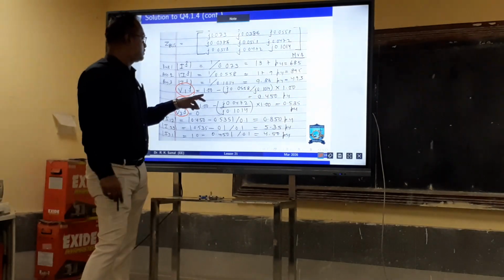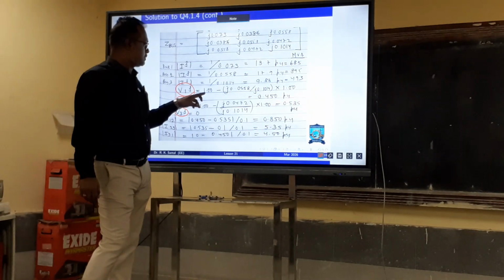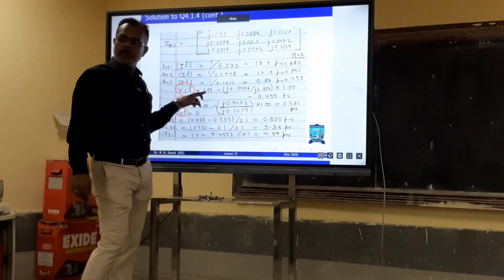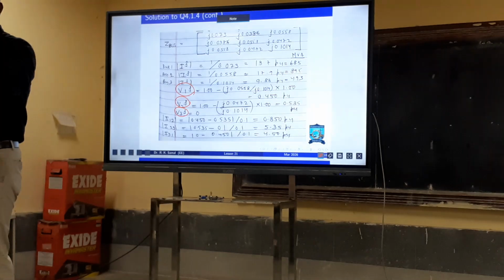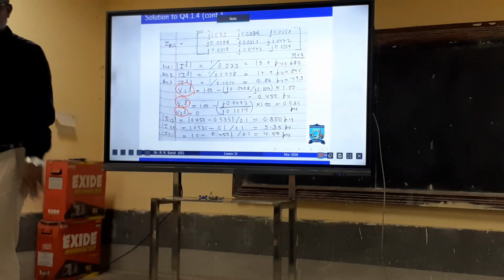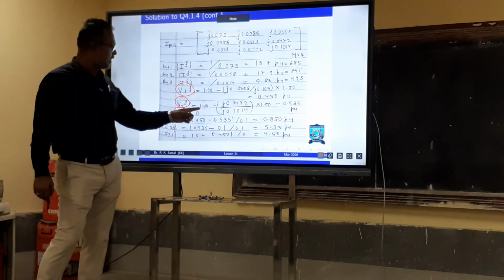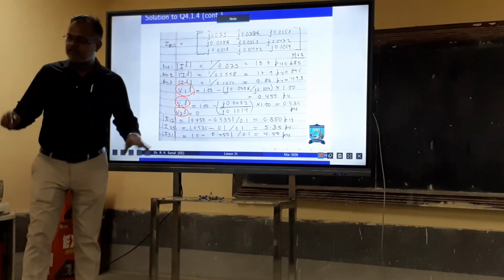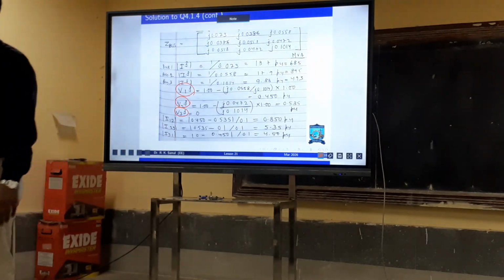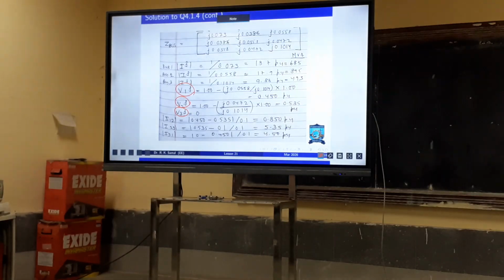Which is equal to, this V0 is 1. It is given, na? Take all the voltages to be 1 per unit before fault. So that's why V0 is 1 in all the cases. V3 is always 0. Why is V3 0? V3 is 0.